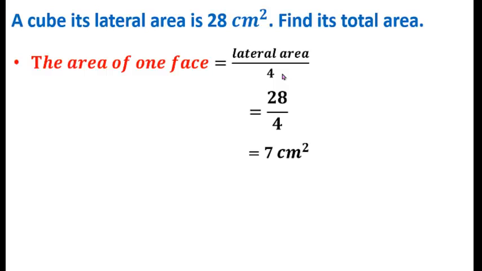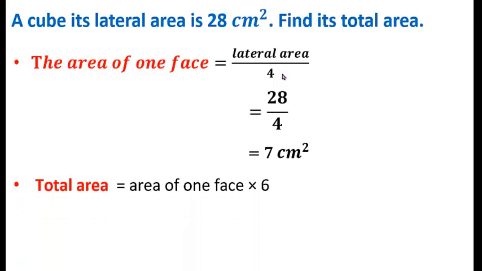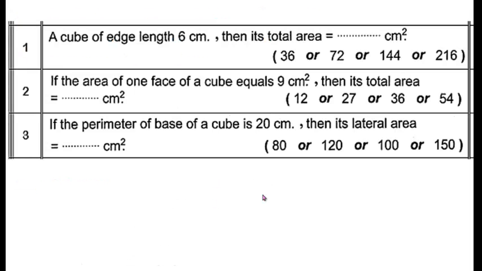Now, what about the total area? Total area is equal to area of one face times 6. I already have the area of one face, which I have just calculated, equal to 7. So now I will have 7 times 6, which equals 42 centimeters squared. Let's go now for another question, and it's a multiple choice.